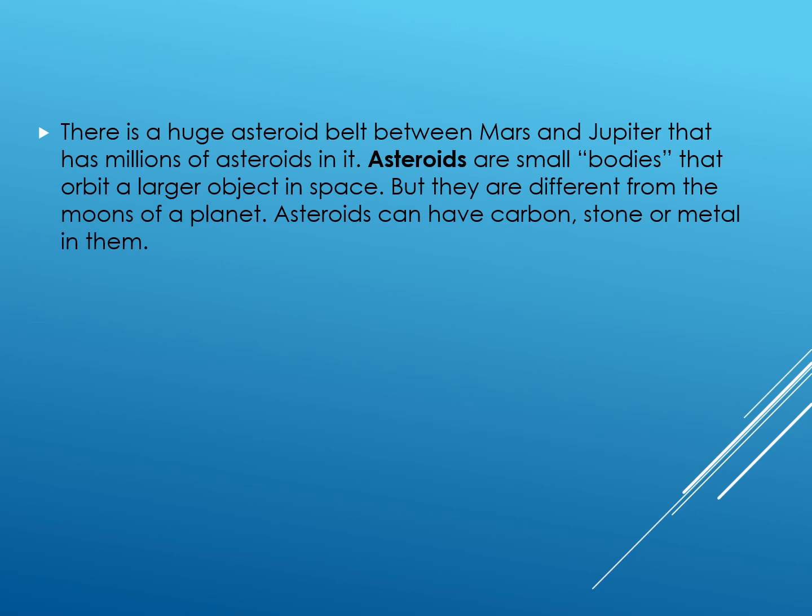There is a huge asteroid belt between Mars and Jupiter that has millions of asteroids in it. Asteroids are small bodies that orbit a larger object in space, but they are different from the moons of a planet. Asteroids can have carbon, stone, or metal in them.